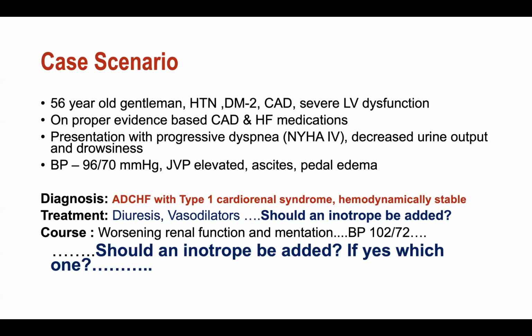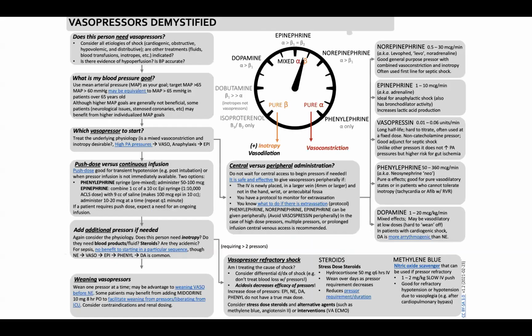So the assumptive diagnosis is he has acute decompensated heart failure with type 1 cardiorenal syndrome, renal failure secondary to the heart failure. He's relatively hemodynamically stable. He gets diuresis, vasodilators. And at that point, would you add an inotrope? No, because he's stable. But then he gets worse. So once you see worsening renal function, mentation in a heart failure patient, we're definitely going to want to add an inotrope. And of course, the inotrope we're going to want to add here will be dobutamine.